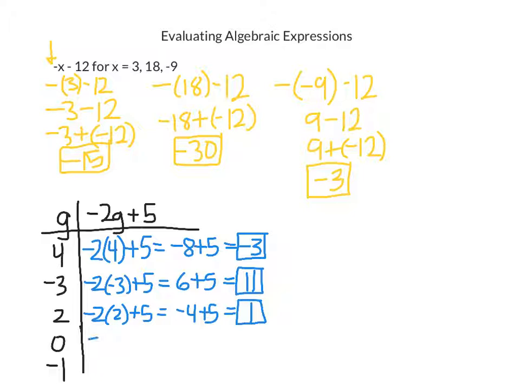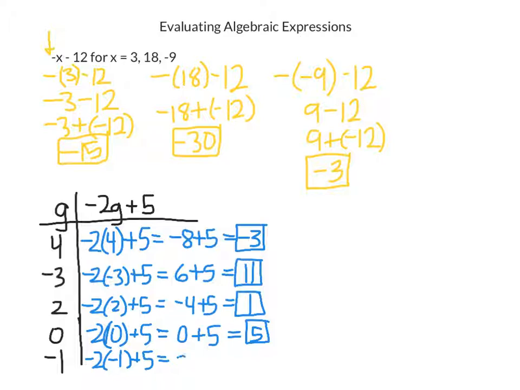Then negative 2 times 0. This will be a fun one. Well, it's easy to do the multiplication, right? It's just going to be 0 plus 5. And that equals 5, of course. And then negative 2 times negative 1 plus 5. So that equals positive 2 plus 5. And that equals 7.